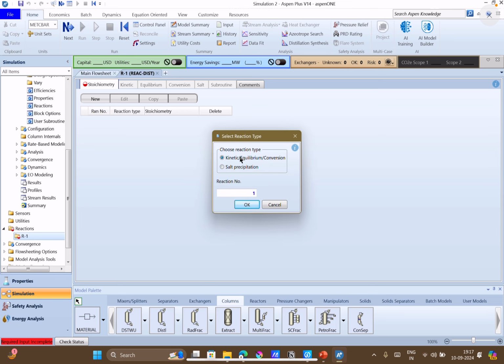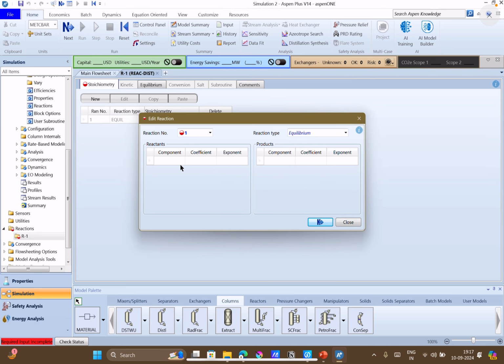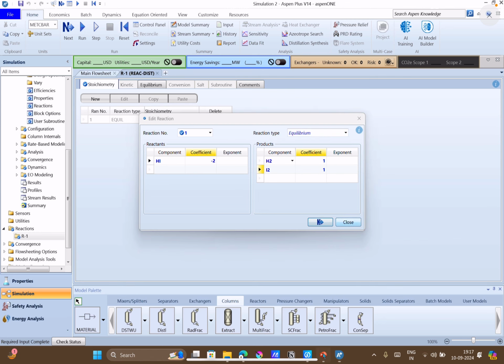So we have a kinetic equilibrium part where HI is decomposing and forming H2 and I2. What are the coefficients? So 2, 1, 1. This is the equilibrium part.